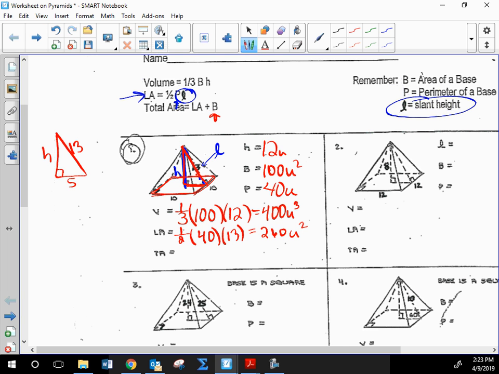All right, and then our total surface area. Same idea as before. We add all of our lateral area, which is the 260, and we have just one base now. So we're adding on just one area of my base, which is 100. So we get 360. Not too painful, right? We're just plugging and chugging. The key thing here is knowing your formulas and being able to deal with your right triangles. Do we have any questions with that?